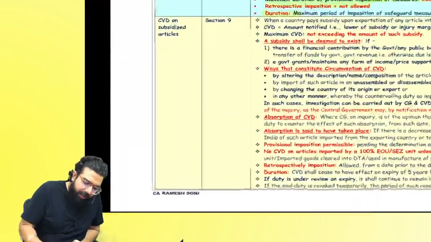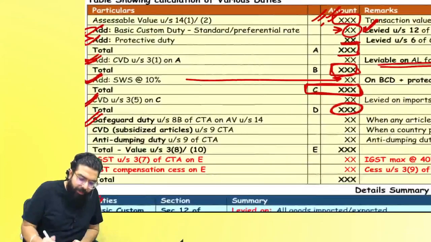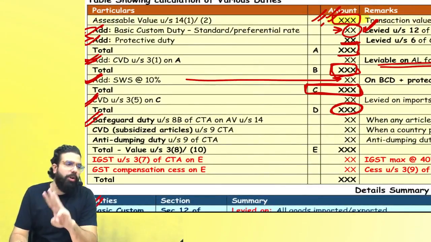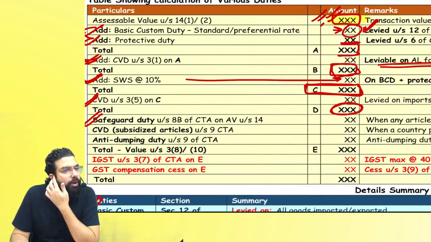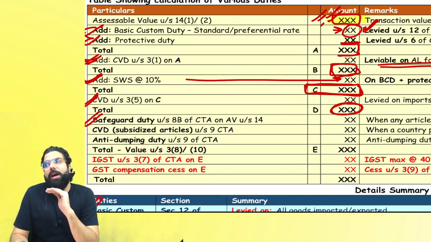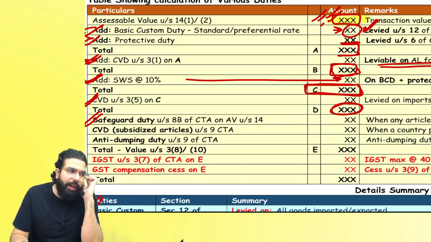10 years. Now the next one over here, everyone listen to me very carefully. First, you will have to go ahead and take assessable value, basic custom duty, protective duty, total will come. On the total, you will go ahead and impose CVD under section number 3.1 and then the total will come. On that social welfare surcharge, then the total will come. CVD 3.5, then the total will come and then safeguard duty will be calculated.